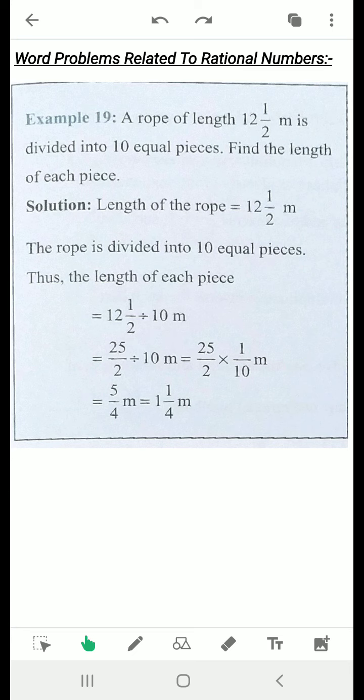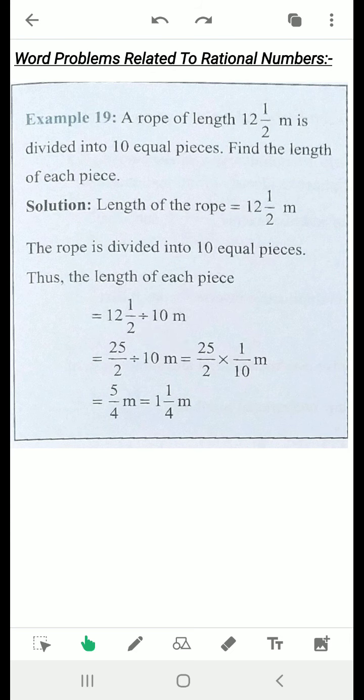Just suppose if you have a rope of length 100 meter and you divide it into 10 parts, then each part will be 100 divided by 10 meter. But in this case the length of rope is 12.5. The total length of rope is 12.5 meter and you divide it into 10 equal pieces. So the length of each piece will be 12.5 divided by 10.